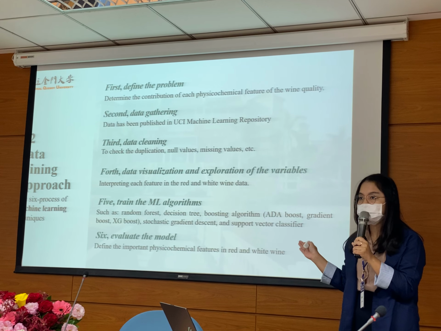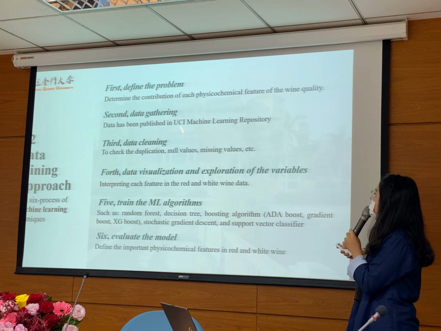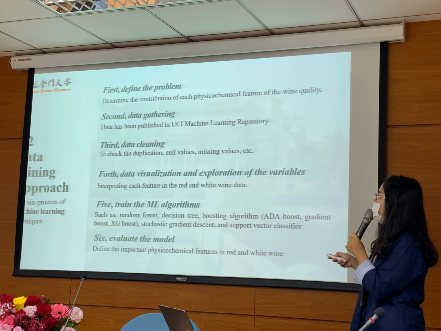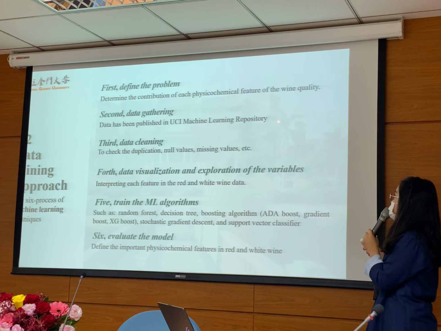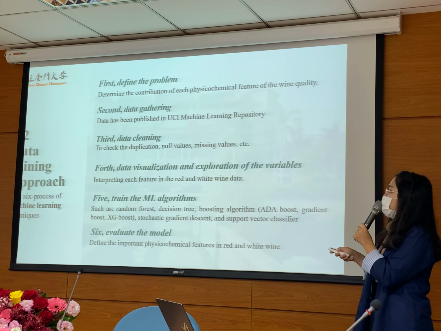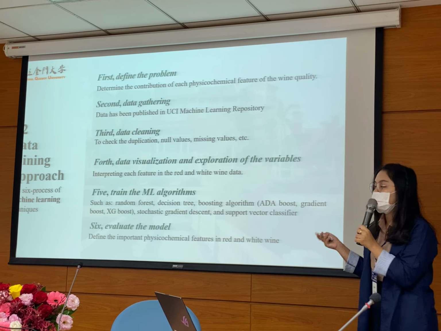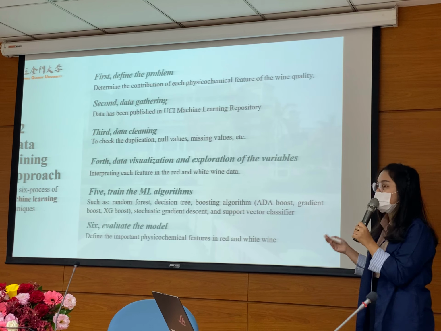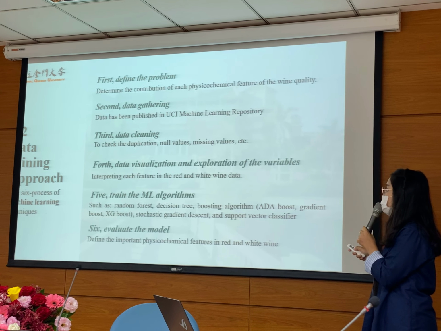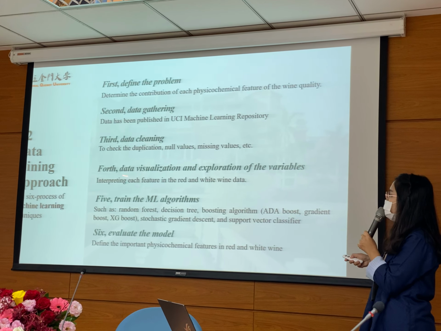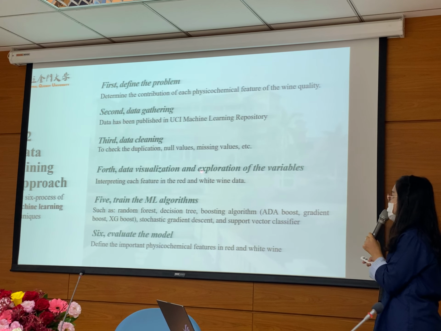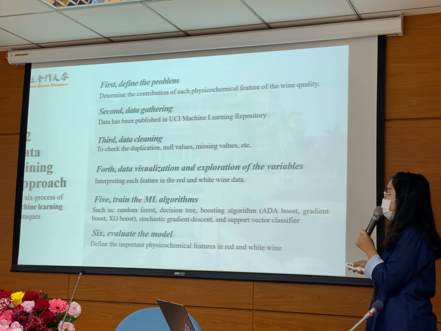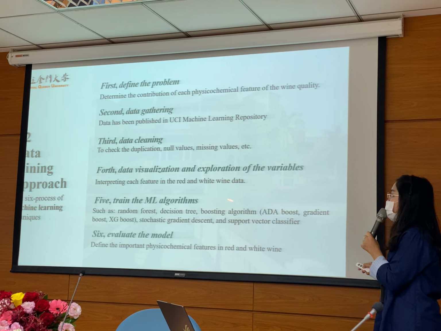Next, I would like to explain the data mining approach. Here I will explain the machine learning process first. The first step is to define the problem: we determine the contribution of each physicochemical feature to the wine quality. Then data gathering, from data published at the UCI machine learning repository. The third is data cleaning to check for duplication, null values, missing values, errors, etc. The fourth is data visualization and exploration of the variables, which means interpreting each feature of the red and white wine data.